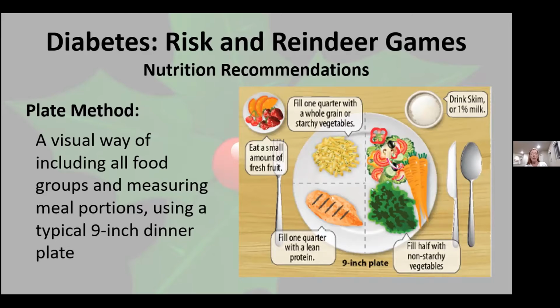So it's a visual way, including all of the food groups, and it measures meal portions just by looking at them, just using a typical 9-inch dinner plate. So you get your dinner plate, and so half of that, you can see in this picture, half of that is filled with non-starchy vegetables.